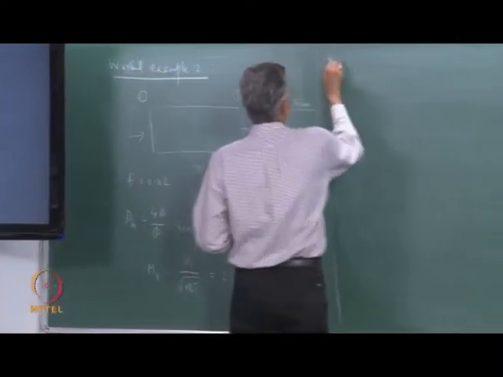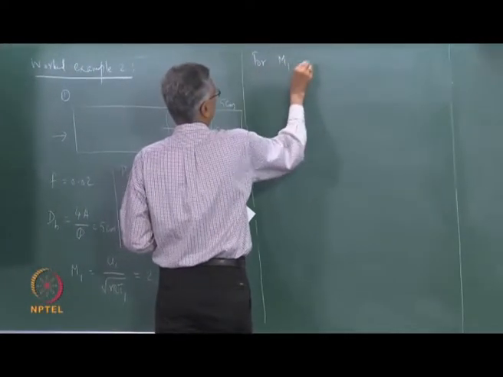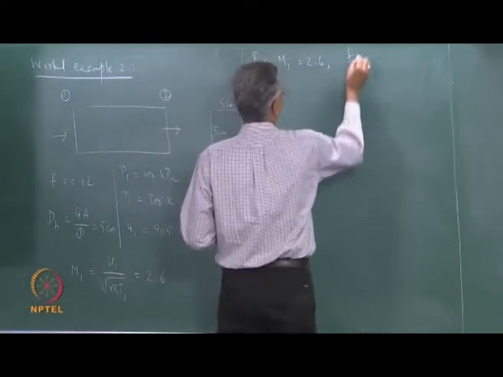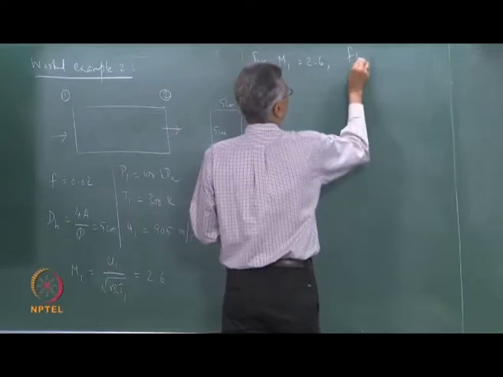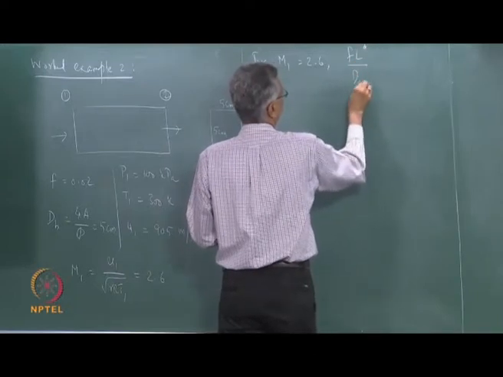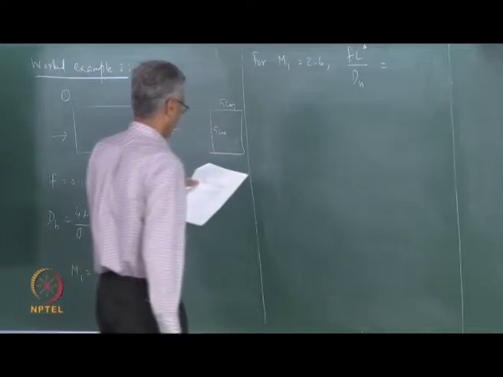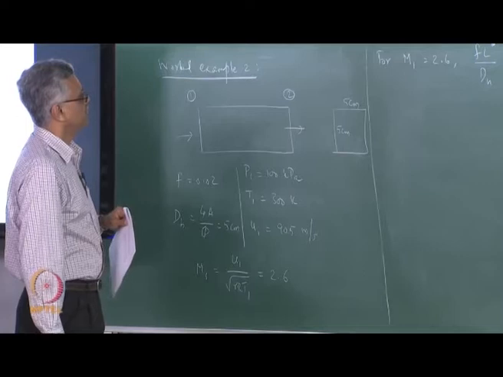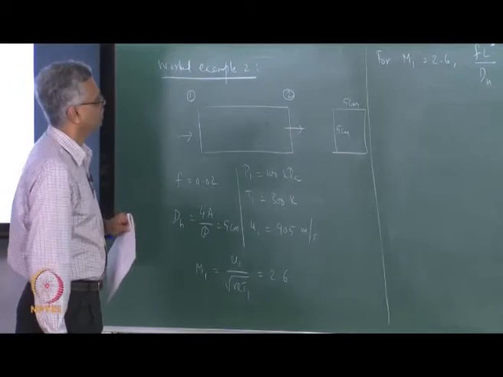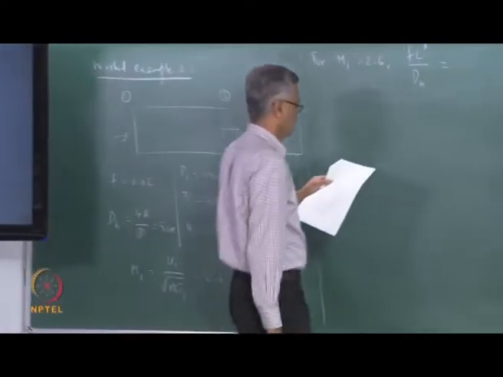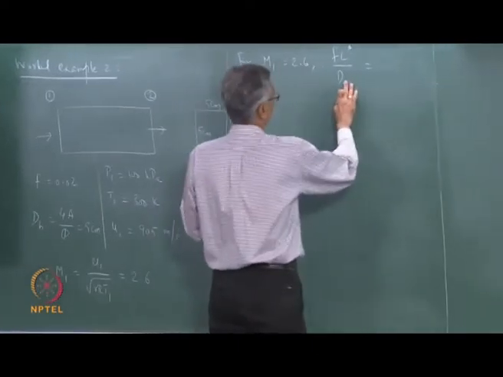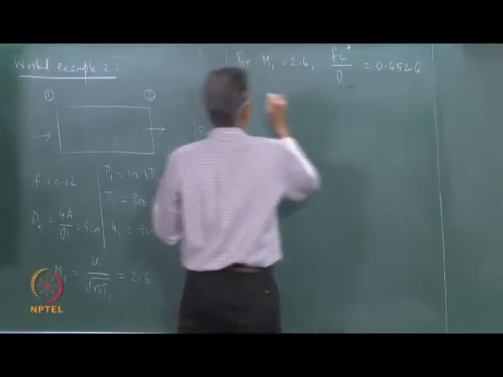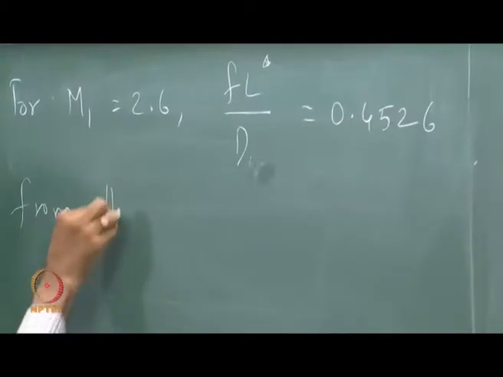So, for M1 equal to 2.6, f L star divided by dH, I am sorry, f L star over D, from the table we can get to be 0.4526, from the Fanno table.